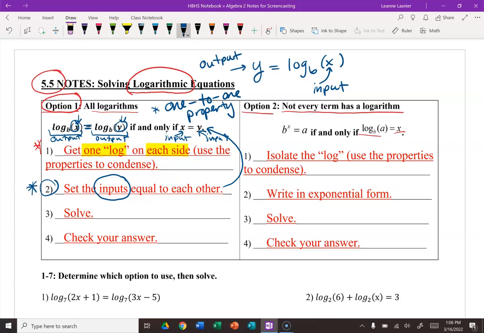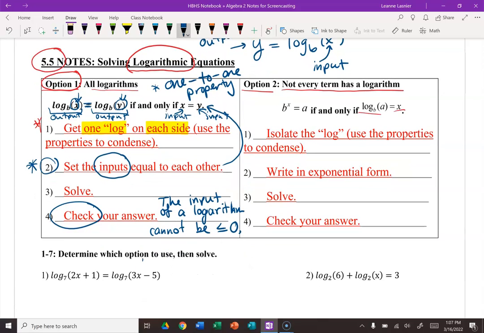Then you just solve basically a semester 1 equation at that point. It'll either be linear or quadratic. You solve it. Then you're going to check your answer. It's important to do this with logarithms because logarithms have a restriction on what can go inside them. The input of a log, the thing that we plug into the log, can never be 0 or less than 0. So sometimes when we get our solution and then we plug it back in for x, the value that we get inside ends up being 0 or negative, and those values are what we would call extraneous solutions. So maybe I should say here, check for extraneous solutions.